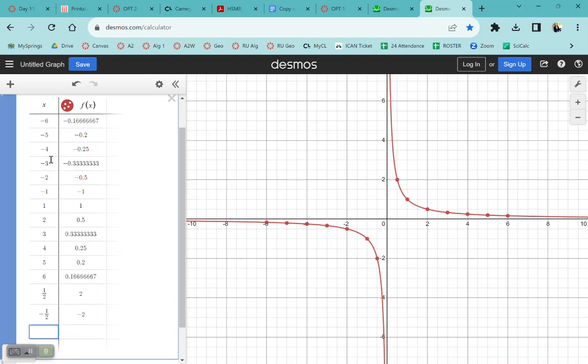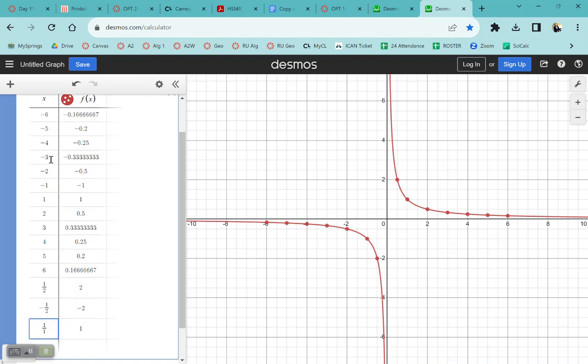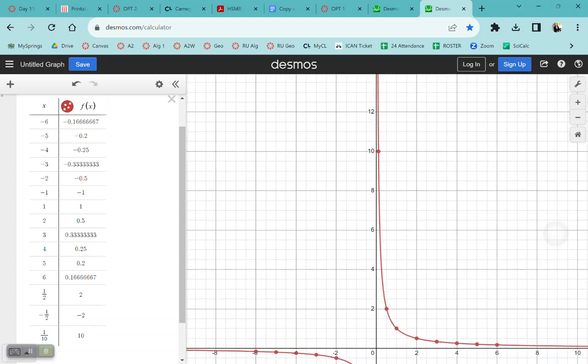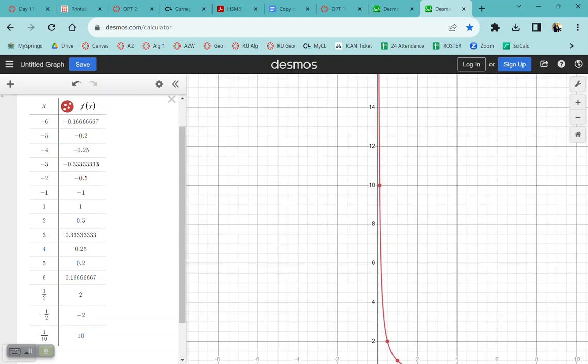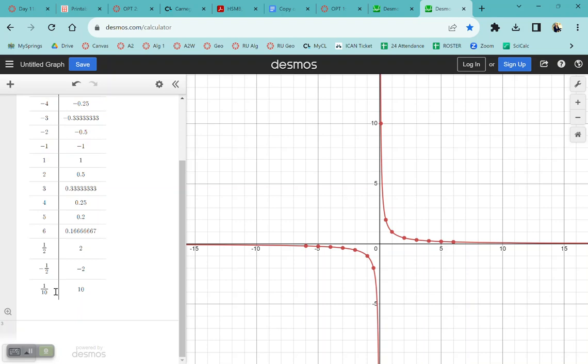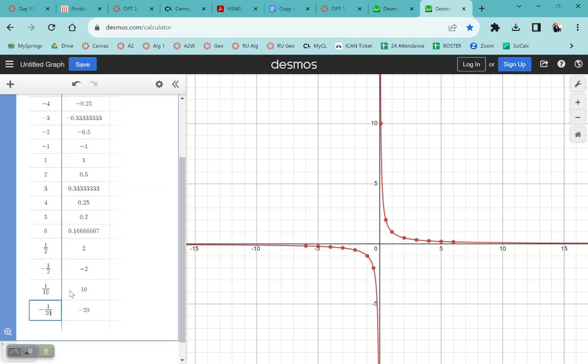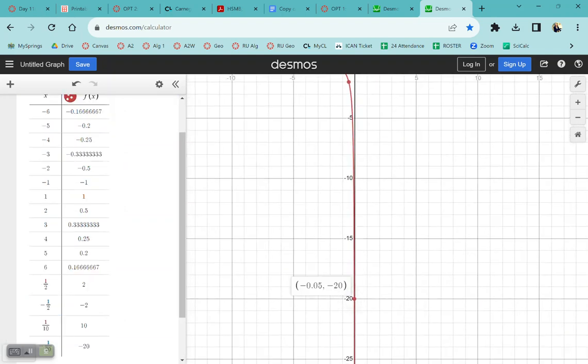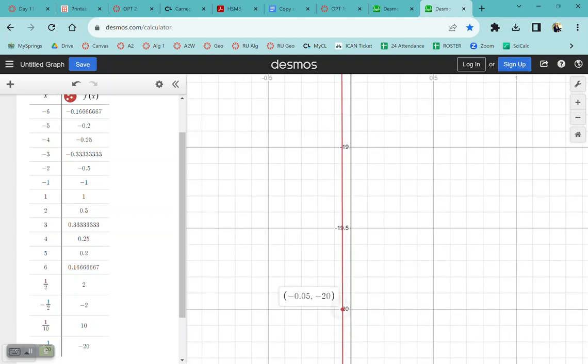What if I plug in a 1/10? That's this point right here. It'll give you 10. It's like it takes the reciprocal of it. Okay, what if I plug in -1/20? Well, you take the reciprocal of that, you're going to get -20. That's down here. Okay.